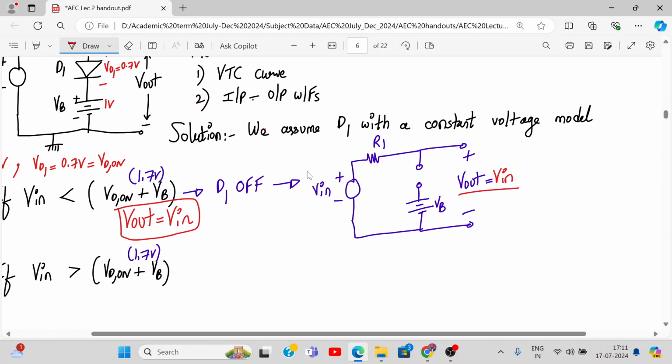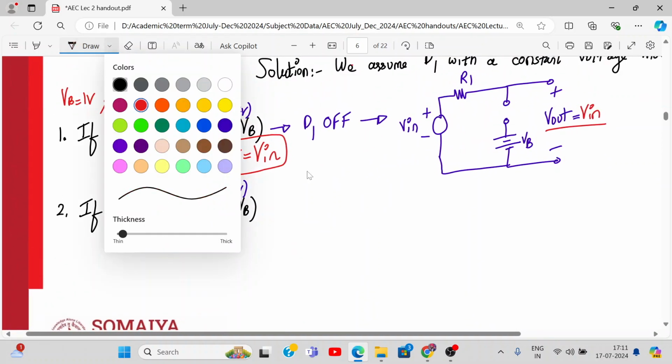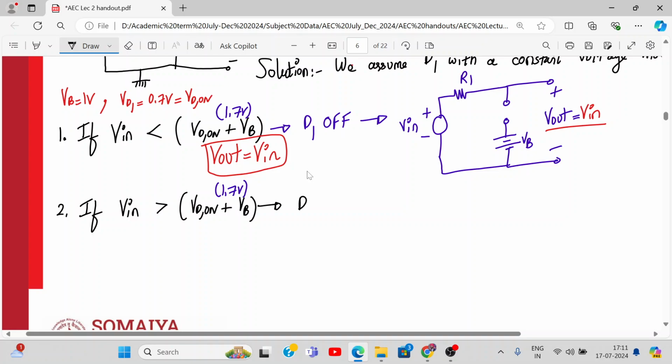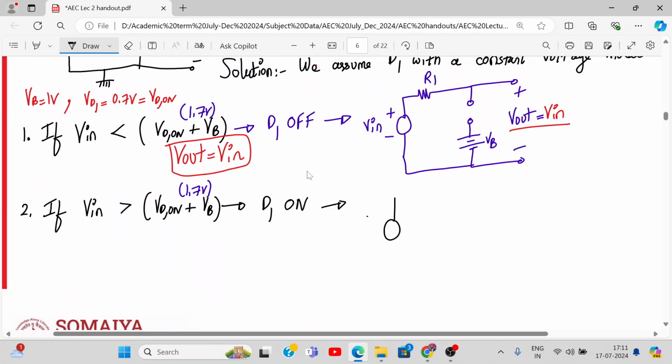Now, what about the second case? Let's draw it. In the second case, diode D1 is on. Diode D1 will be on when V in is greater than 1.7 volt, or VD on plus VB volt. So how does the diode circuit reduce? There is no harm in drawing the circuit again in the exam also. So be careful. A battery will come over here, right? What is that battery's name? VD on. And another battery is there. Yes, VB.